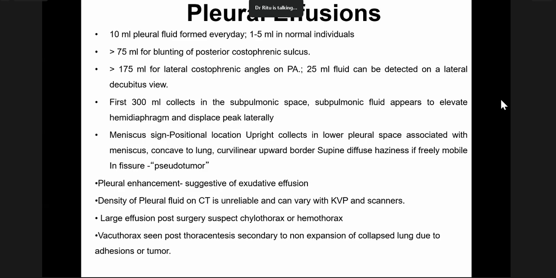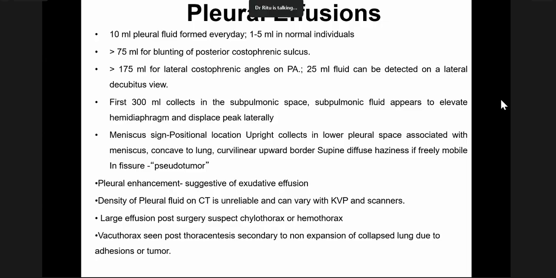And then you can detect as little as 25 ml of fluid on a lateral decubitus view. So if you're wondering if the patient has a small effusion, you can do a decubitus view. Now that is a very small pleural effusion. Most of the time, the patients have no symptoms, and it's very hard to actually even tap it, and most people won't do anything about it. The first 300 ml will not generally collect in the subpulmonic space, and then it will spill into the pleural space to elevate the hemidiaphragm and displace the peak laterally. The meniscus or the positional location depends on where the fluid is.